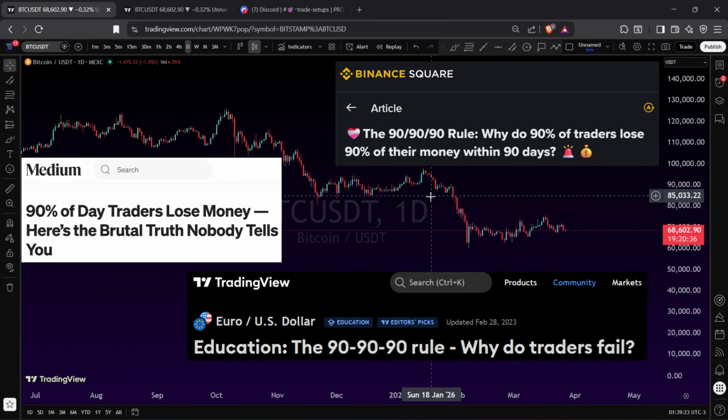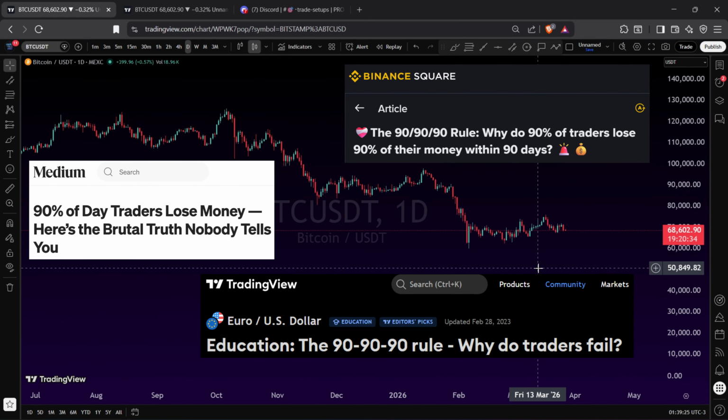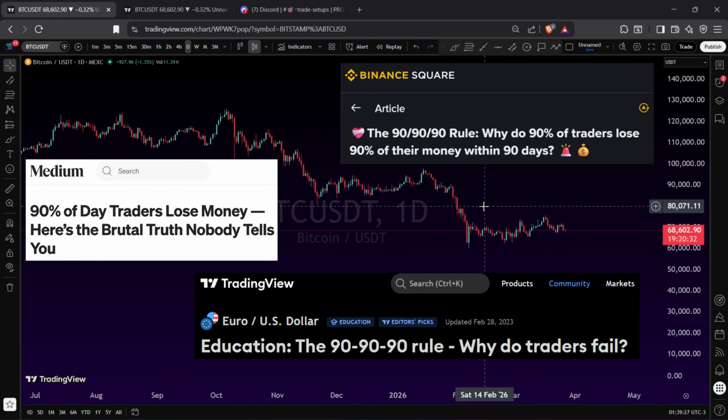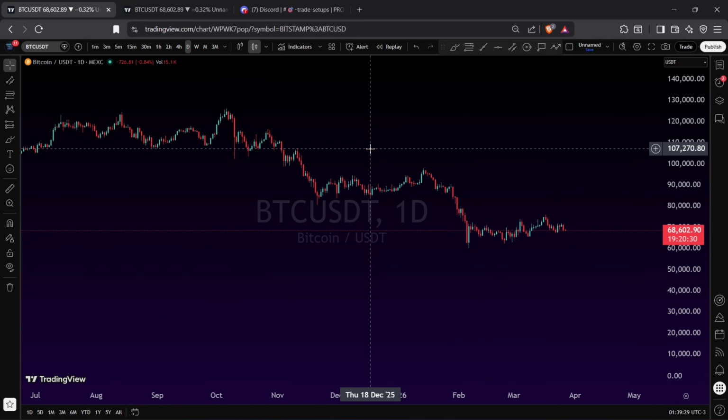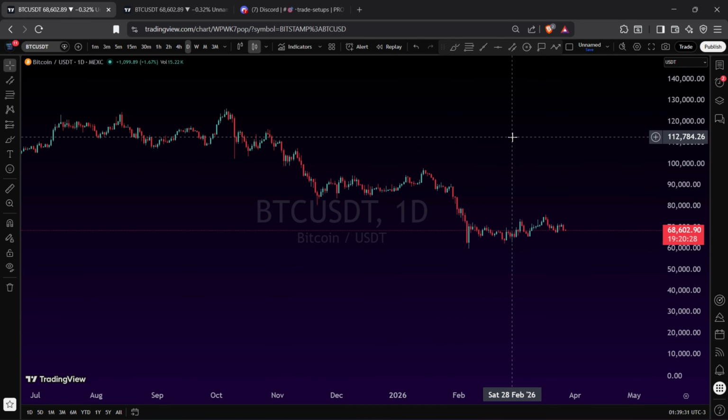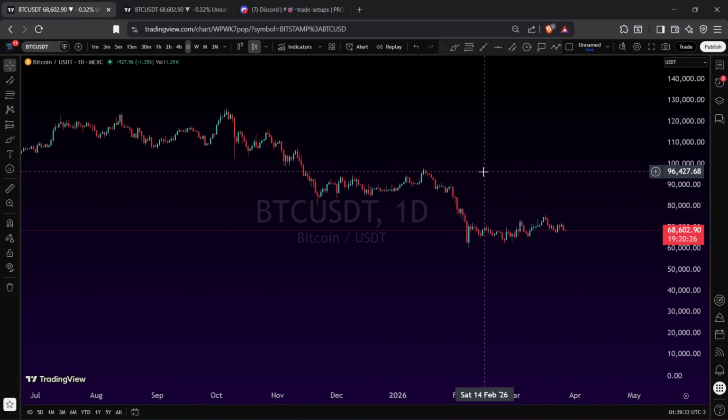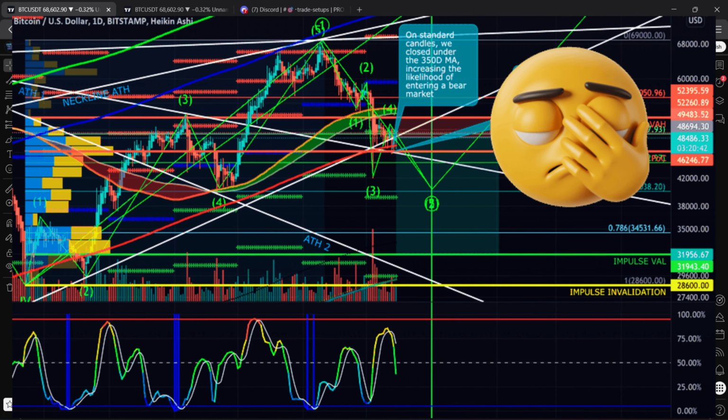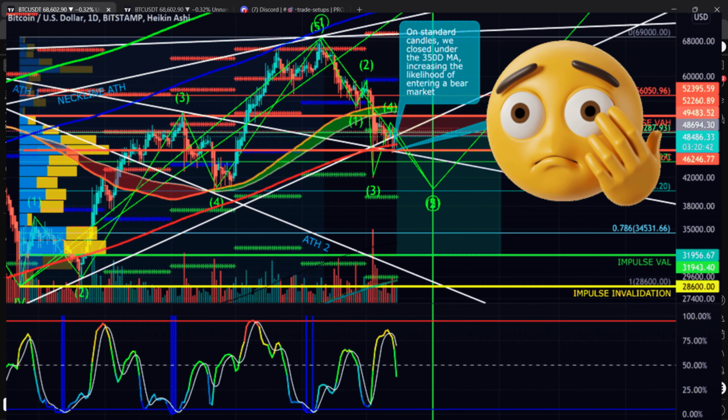90% of traders lose 90% of their capital in their first 90 days. That's a statistical reality, not an opinion. The reason is not a lack of effort, nor is it manipulation by invisible market makers. The reason they lose is that their chart is a chaotic mess.